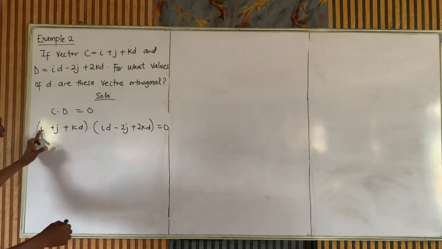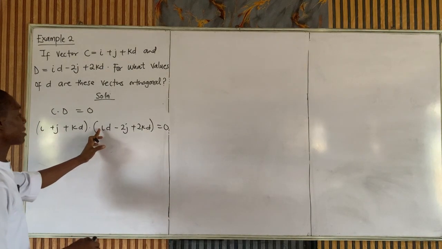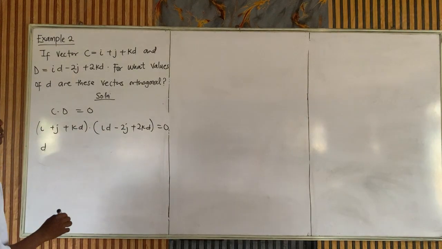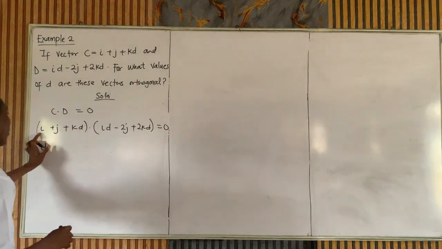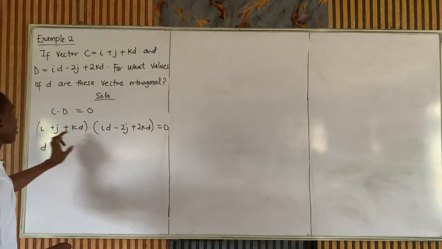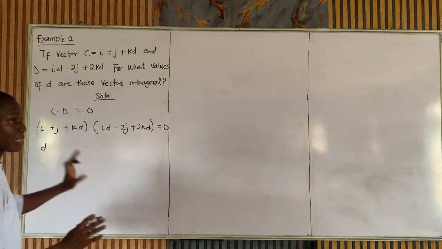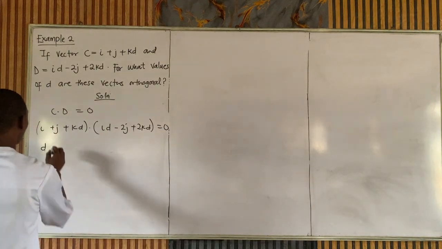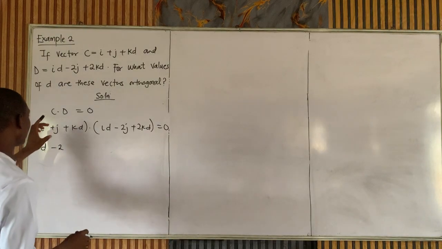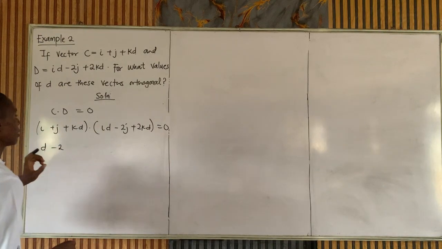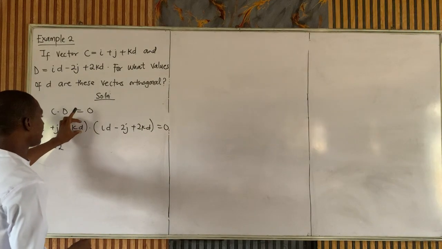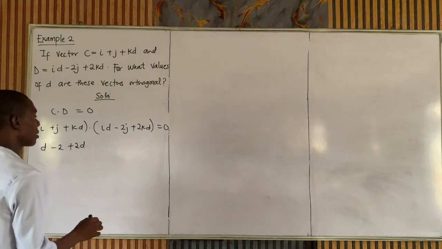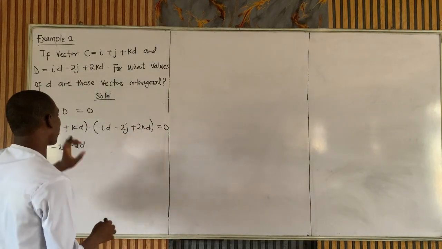So this 1I and this DI. So 1 times D, that will give us D, because the coefficient here is D and coefficient here is 1. I dot I will give us 1. So 1 times D will give us D. That's good. Now, here is 1. 1 times minus 2. That's minus 2. Then J dot J, that's 1. Next is D times 2D here will give us 2D. And then K dot K will give us 1.